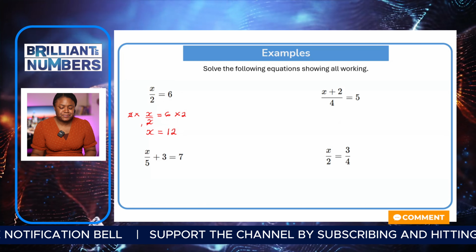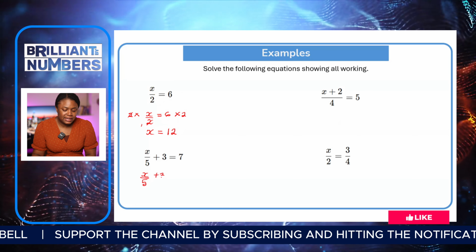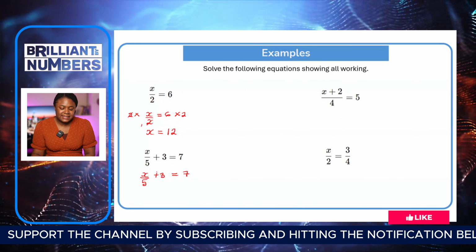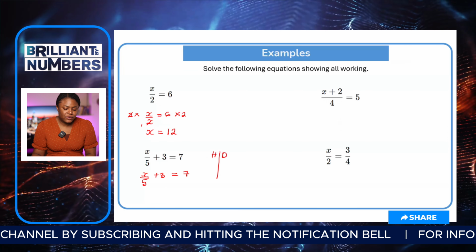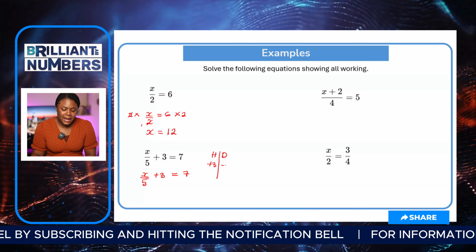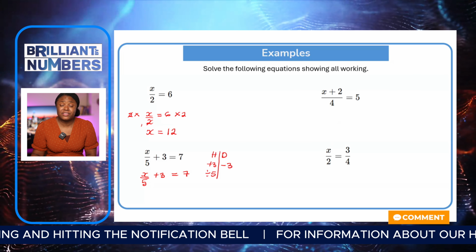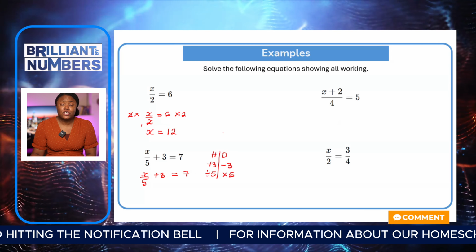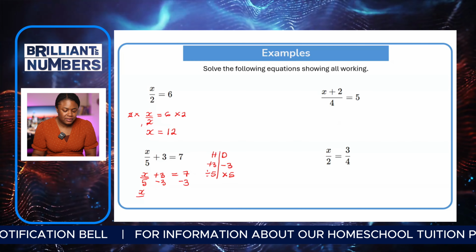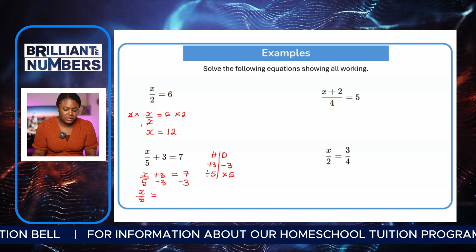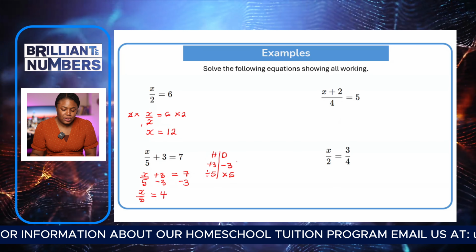Very simple question there. For the next question, we've got x divided by 5, add 3, is equal to 7. Let's put down what we have and what we need to do. I've got a plus 3, so I need to minus 3, and then I've got the fractional part, which is a division by 5. I will then need to multiply by 5. So first step is to subtract 3. So I've got x divided by 5 equal to, and 7 take away 3 is 4.